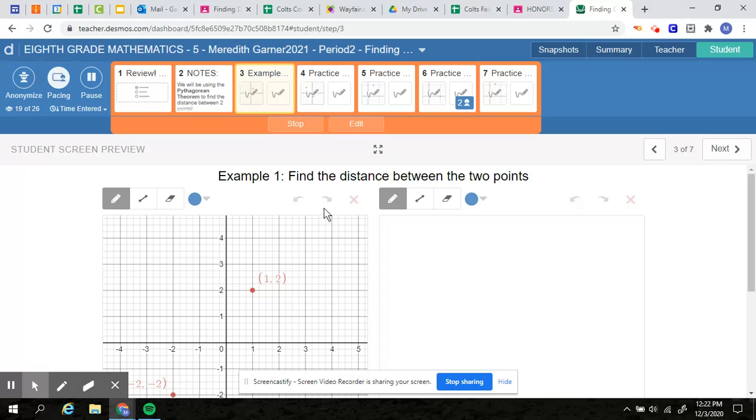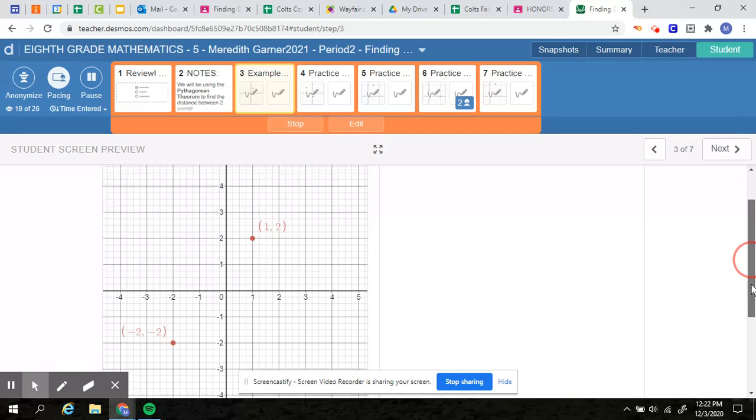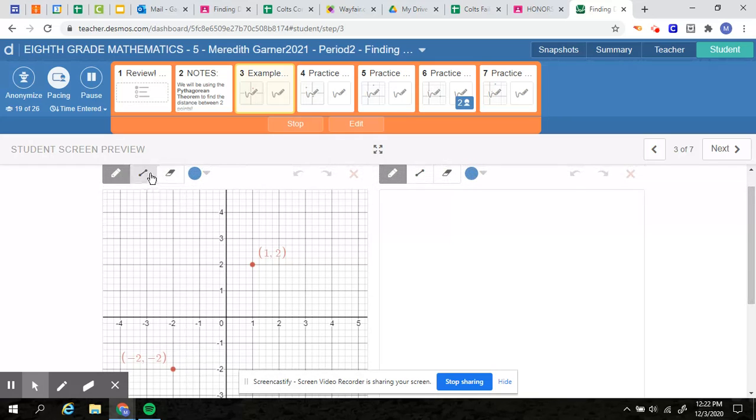So if we look at our example here, you will see that we are finding the distance between these 2 points. So I'm going to go ahead and make a line between those 2 points. This is what I'm trying to find. I'm trying to figure out what is that distance of that red line.